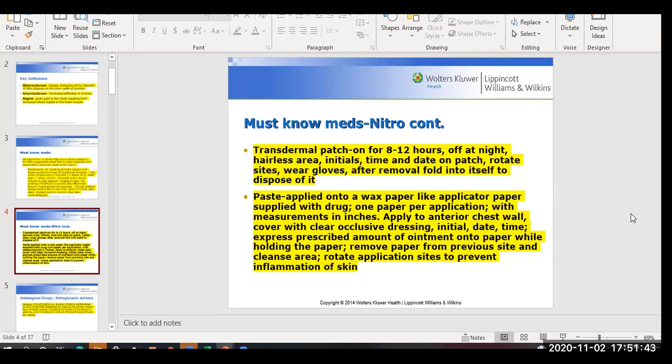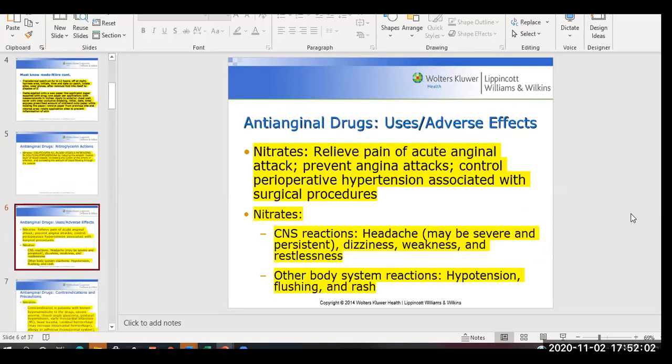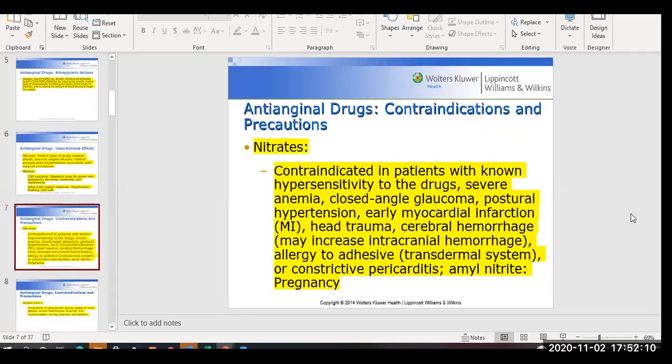Slow and steady. Sometimes they have an episode of angina, and they can still take the sublingual or the buccal. Same applies to the paste or the ointment. So with nitrates, make sure you know they open up the blood vessels. That's how they work. And here, I'm going to put this up. These are all the side effects that can happen, the ones that we talked about.